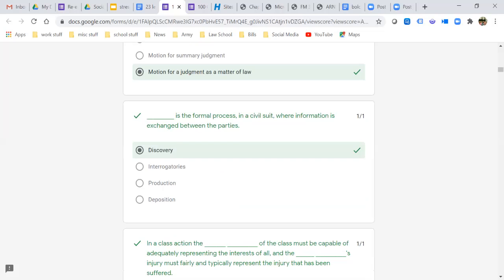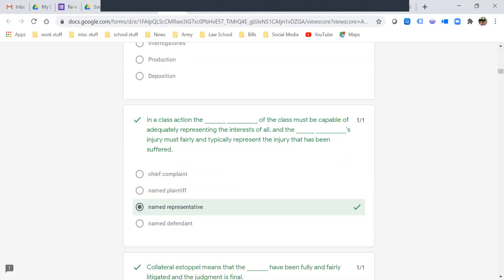Discovery is a formal process in a civil suit where information is exchanged between parties. Too easy. All right, this is talking about class actions. In a class action, the named representative of the class must be capable of adequately representing the interests of all, and the named representative's injury must fairly and typically represent the injury that has been suffered.